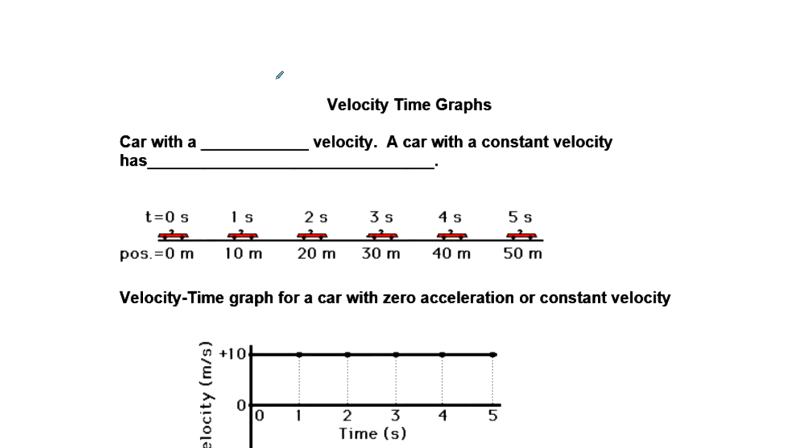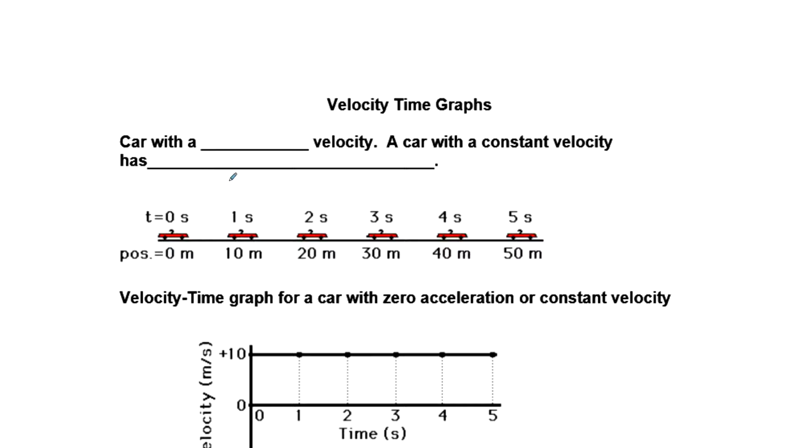Up until this point, the graphing that we've done has been position versus time. We're still going to continue keeping time on our X or horizontal axis, but we're going to change the vertical axis to velocity instead of position.